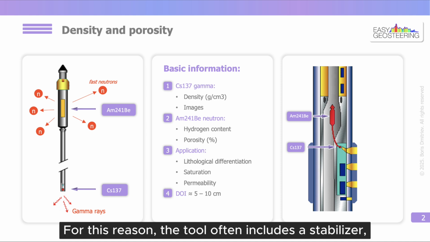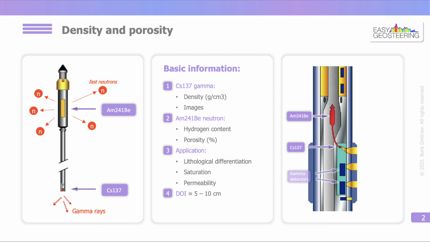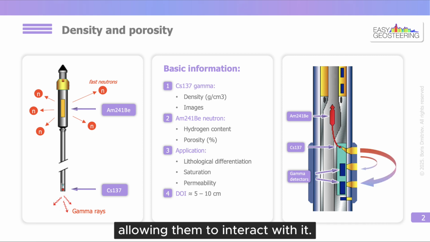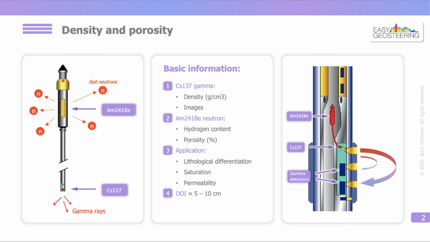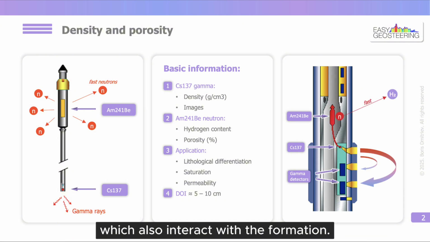For this reason, the tool often includes a stabilizer where windows are positioned for the gamma ray source and its detectors. So, while drilling, cesium emits gamma rays into the formation, allowing them to interact with it. By analyzing the number and energy levels of gamma rays that return to the detectors, we can estimate the formation's density. In turn, americium beryllium emits fast neutrons, which also interact with the formation.